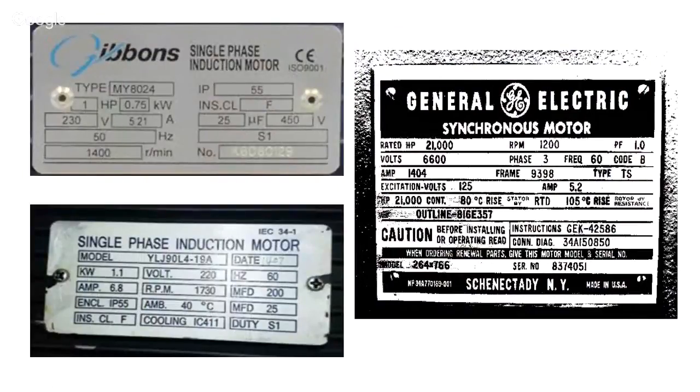So these are a few more nameplates. So this is of a single phase induction motor. It has a HP rating of 1 and kilowatt 0.75, operates at 230 volts, 5.21 amperes, 50 hertz, 1400 rotations per minute. So this is single phase, another single phase induction motor. And this is a synchronous motor nameplate.